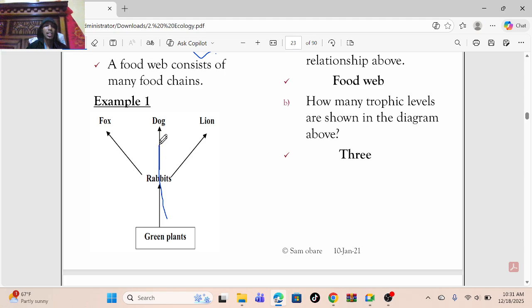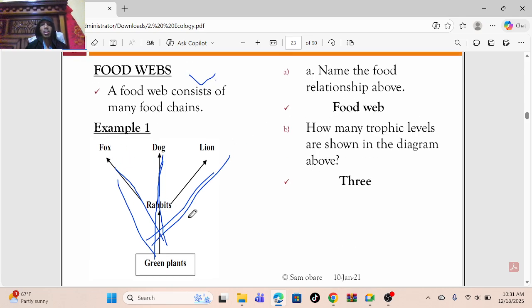Angalia hii line, angalia hii line. Saizi hii hapa iko na food chain ngapi? Iko na food chain 3. Hii ni food chain 1, 2 na 3. So this is name the relationship. The relationship is food web because it has many food chain.